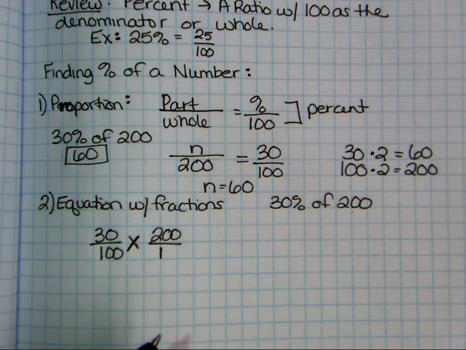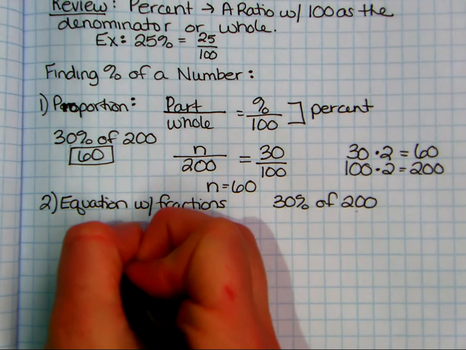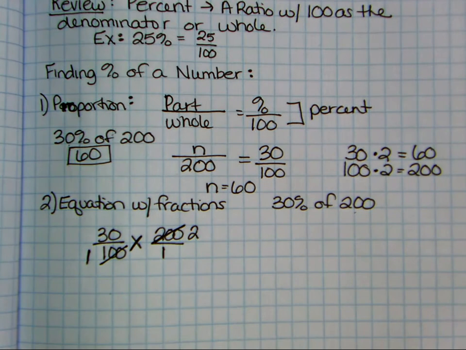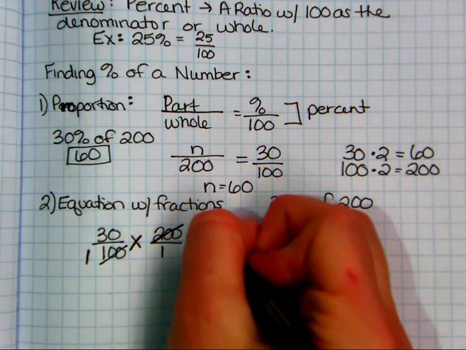Nicole? 50. We have one that's even bigger than that. Jacqueline? 100. That's our biggest one, right? So what's 100 divided by 100? 1. What's 200 divided by 100? 2. Okay, so now that we've simplified prior to multiplying, we're just going to multiply straight across.